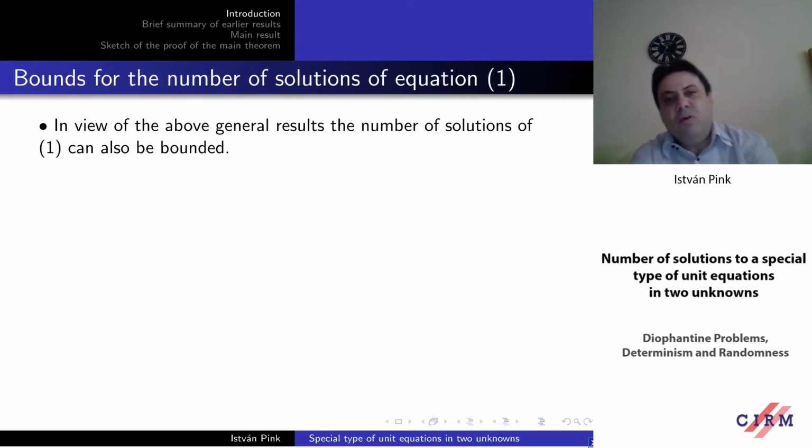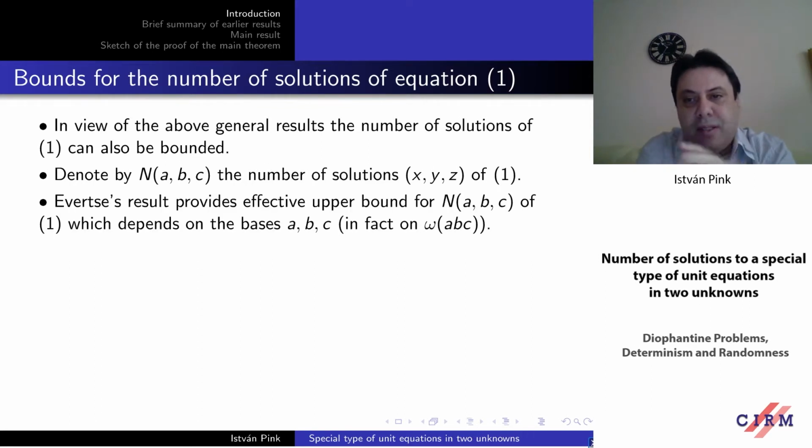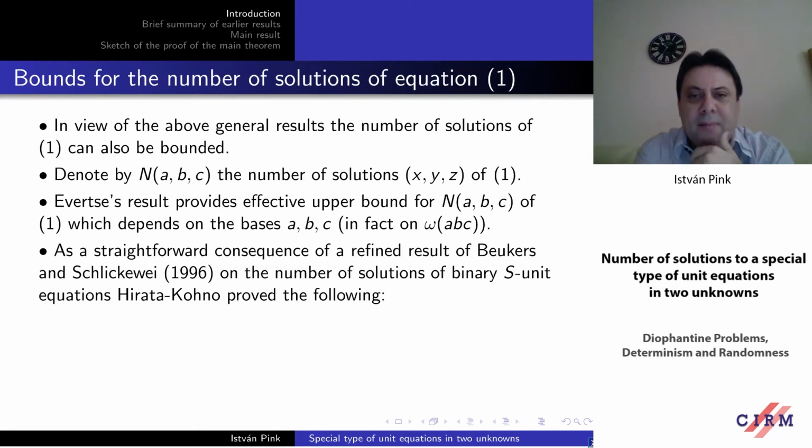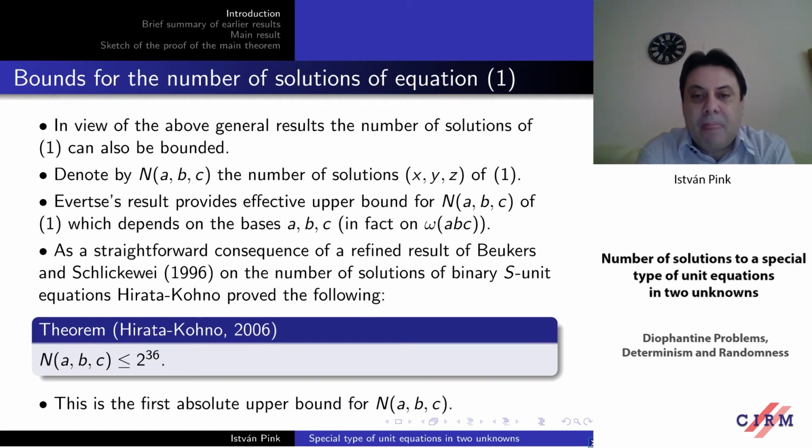But anyway, in view of both general results, the number of solutions of our equation (1) can also be bounded. So if we denote by N(A,B,C) the number of solutions in x, y, z of (1), then of course Evertse's previously mentioned result provides an effective upper bound for the number of solutions, which depends on the basis. And as a straightforward consequence of a deep result of Beukers and Schlickewei on the number of solutions of binary S-unit equations, Hirata-Kohno proved the following upper bound for N(A,B,C). Namely, she proved that N(A,B,C) is at most this absolute constant. So this is the first absolute upper bound for N(A,B,C).